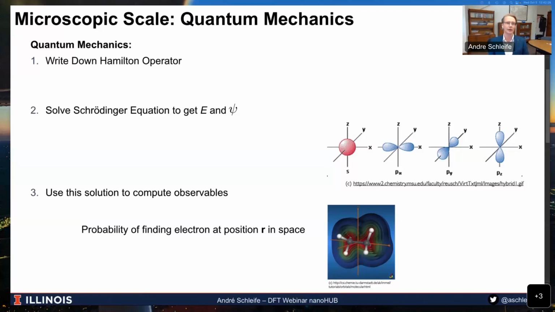So you can decide what physics to include. You can decide what potentials to include. You determine what it is that you want to simulate. That goes into your Hamilton operator or Hamiltonian. And that Hamiltonian looks like this.